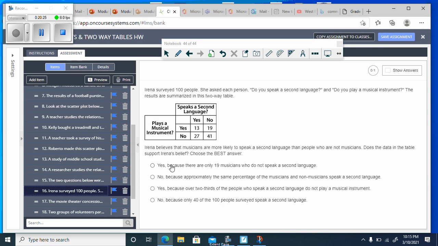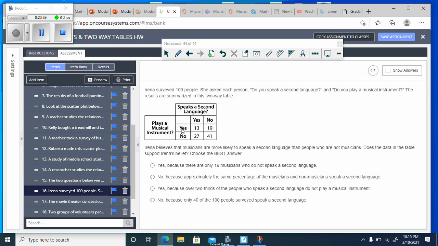Choose the best answer. Let's see. Plays a musical instrument? Yes. Speaks a second language? Yes, there's 13 of those. Plays a musical instrument? No. Speaks a second language? Yes. Plays a musical instrument? Yes. Speaks a second language? No. But plays a musical instrument? No. Speaks a second language? No. She believes that musicians are more likely to speak a second language, okay?